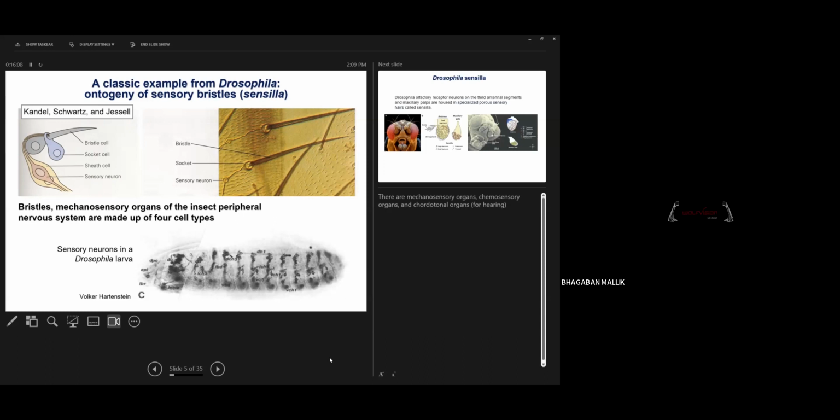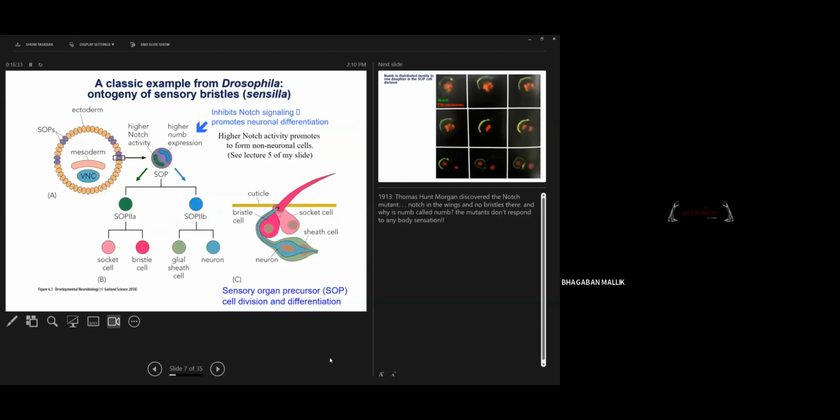This is how the sensory neurons look in the developing Drosophila larva. Each Drosophila larva is highly segmented, and in each segment you can see a diverse variety of sensory neurons. I will suggest you don't remember the genes required for these sensory neurons. This is only to show that sensory neurons are present in larvae also. So we will talk about how the 4 different cell types are produced in the sensilla.